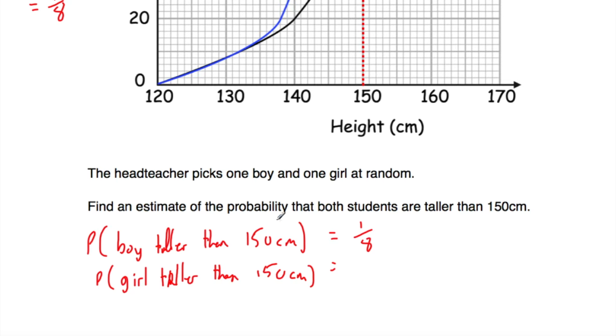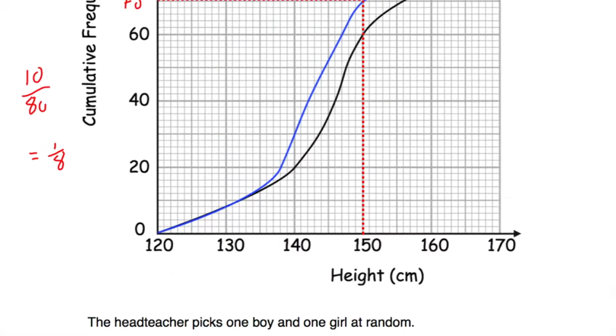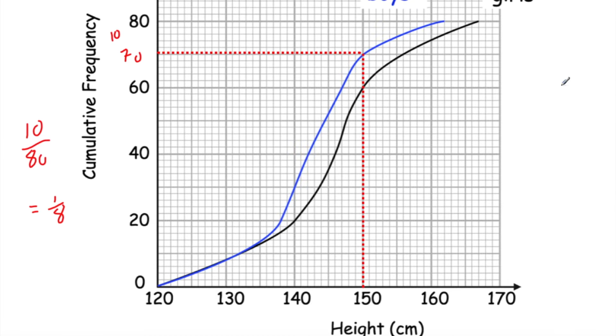Okay, now let's have a look at the girl. So we want to find the probability that a girl is taller than 150 centimeters. So now let's go back to the cumulative frequency curve. And actually, we normally would just keep our method on here, but I'm just going to move it so that it looks a bit clearer for us. So I'm going to bring that line to there, because for 150 centimeters, we're going up and across. And if we go up and across for the girls' cumulative frequency curve, we get that's equal to 60.